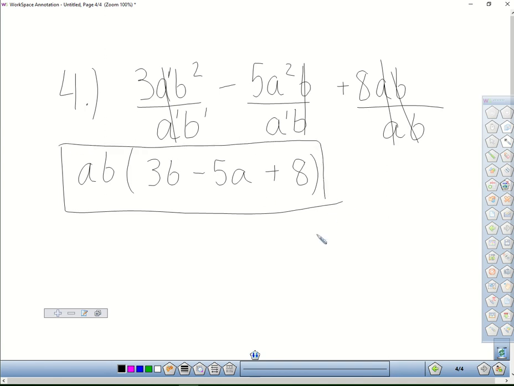And you can always check your work by distributing back out. So you could distribute this AB back out and make sure you get what you originally had. Does that make sense? Okay. That's how you can check your work.